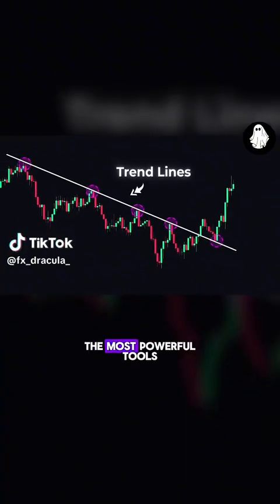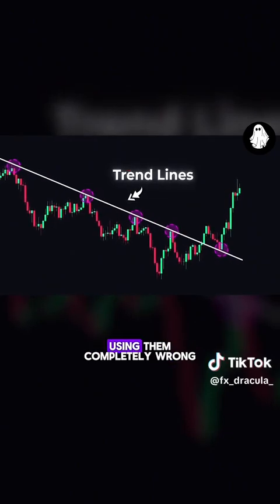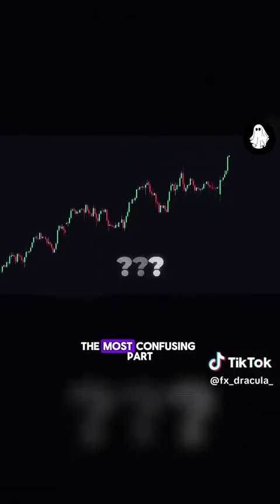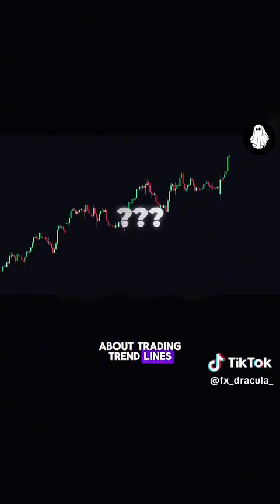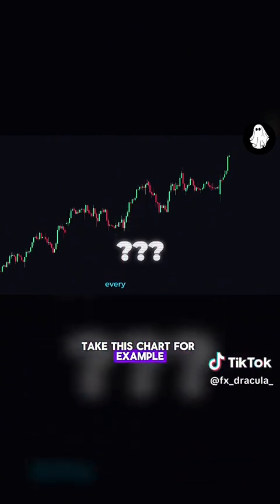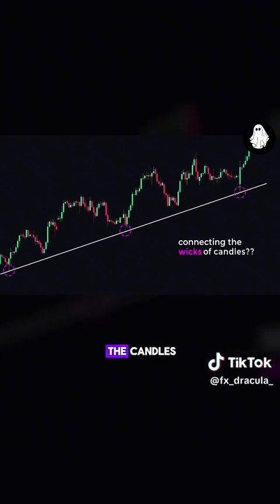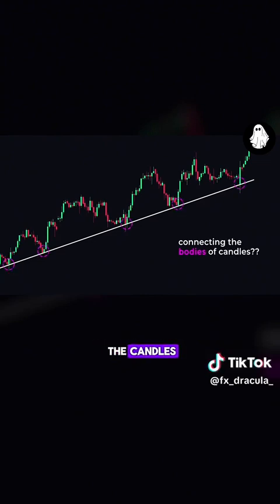Trend lines are one of the most powerful tools in trading, but the problem is, most traders are still using them completely wrong. The most confusing part about trading trend lines is that every trader seems to draw them differently. Take this chart for example. Some traders might prefer to draw the trend line connecting the wicks of the candles, while others might prefer to draw it connecting the bodies of the candles. So, which one is correct?